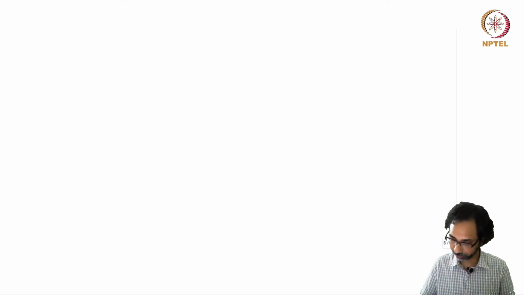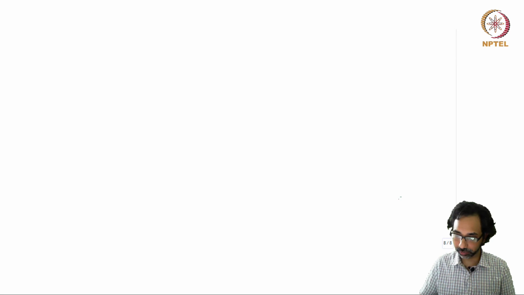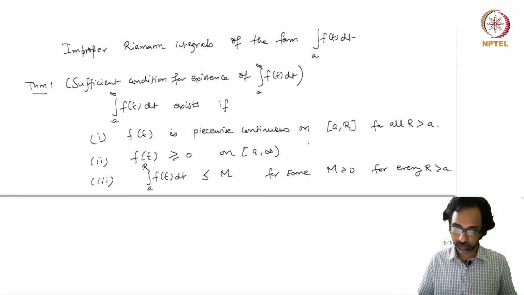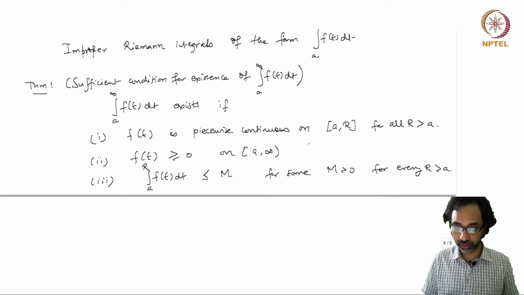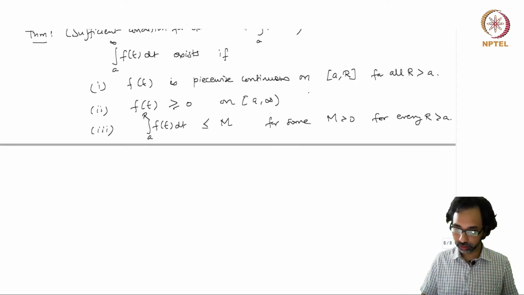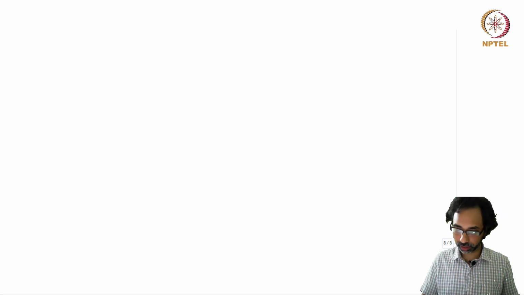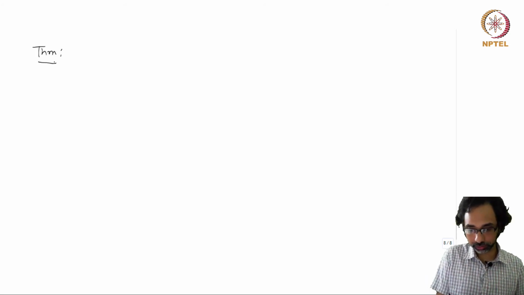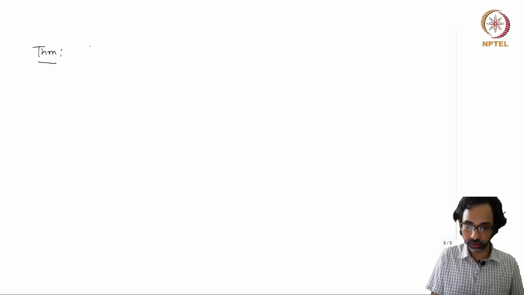Okay, so if these three conditions are met, then we can rest assured that our improper integral from a to infinity of f(t) dt will exist. Okay, so this is one sufficient condition.